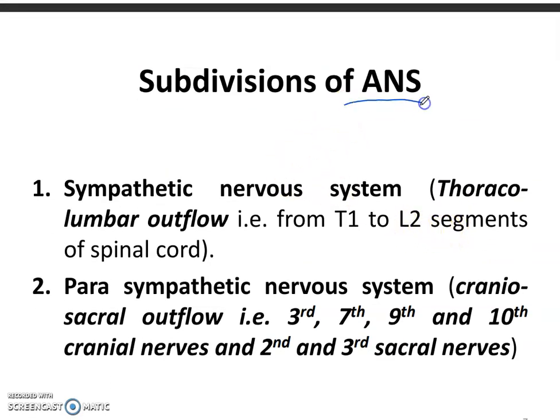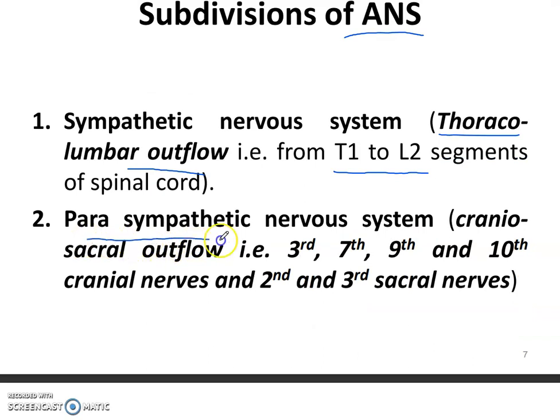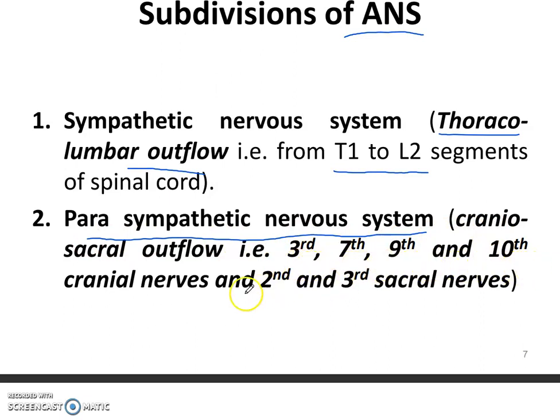Subdivisions of the ANS. There is the sympathetic nervous system, which is the thoracolumbar outflow from the T1 to L2 segments of the spinal cord. And then there is the parasympathetic nervous system, the craniosacral outflow, which comprises the third, seventh, ninth, and tenth cranial nerves, and the second and third sacral nerves.